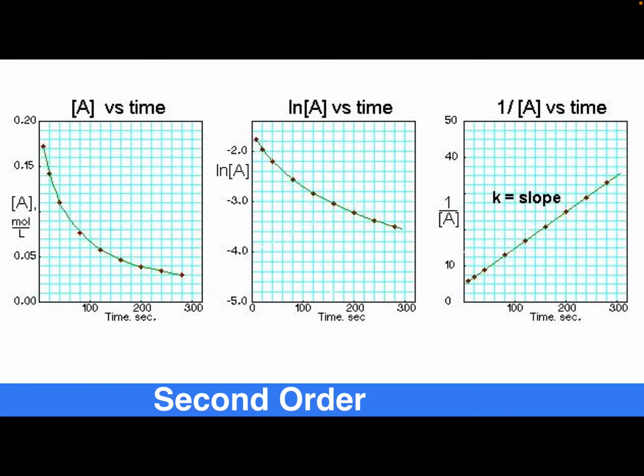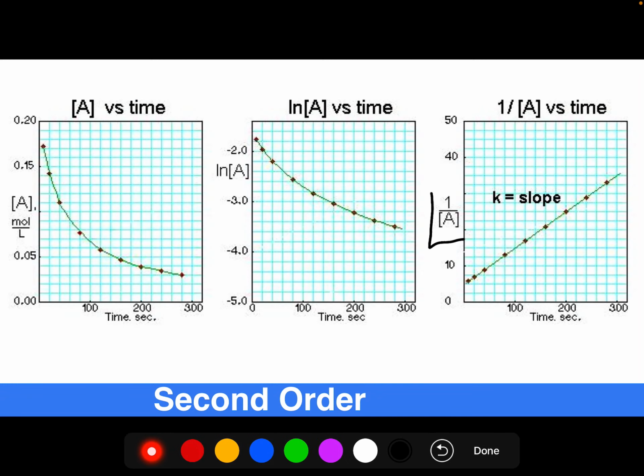So I think that is probably a good place to stop. Oh, I forgot to talk about this. To get a linear slope for second order, you have to graph 1 over the concentration of A and graph that versus time.